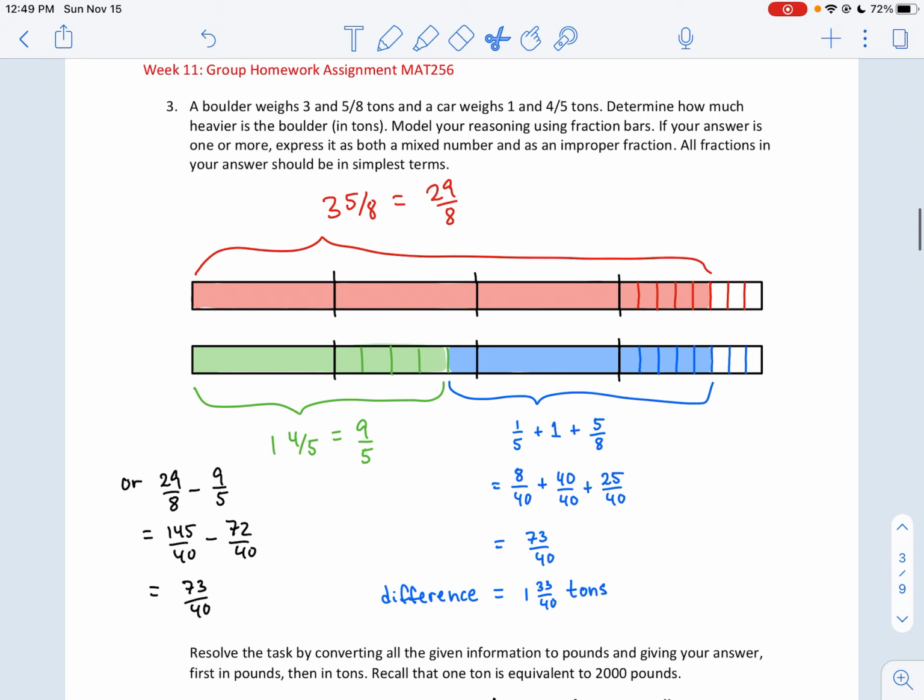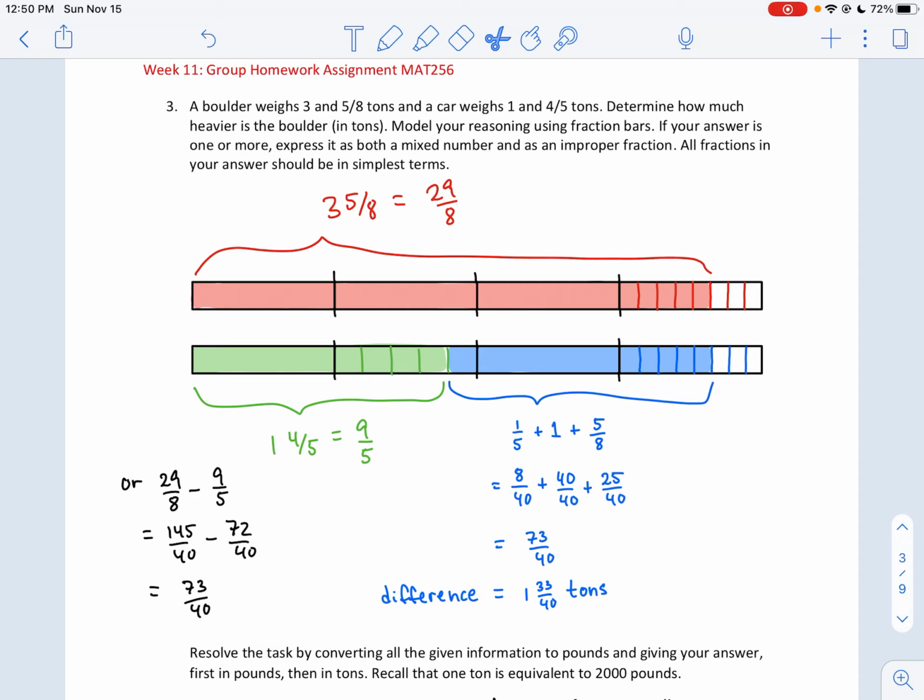This one was interesting. If you try to get a common denominator on these two fractions, everything was in terms of 40ths, which meant a lot of drawing. So I took a slightly different approach. I drew a representation of 3 5/8, which is in red, and then I drew a representation of 1 4/5, and we're comparing these, so subtraction will be the operation we use. And the difference will be what's in blue.